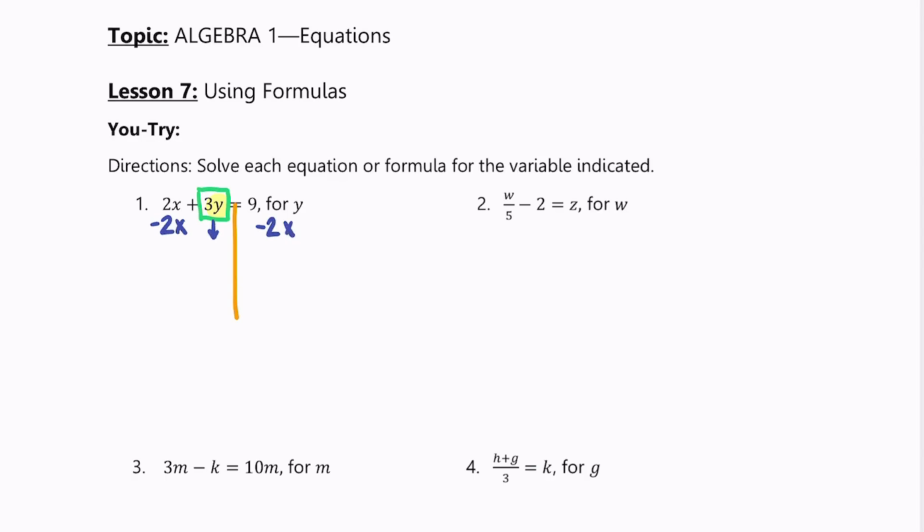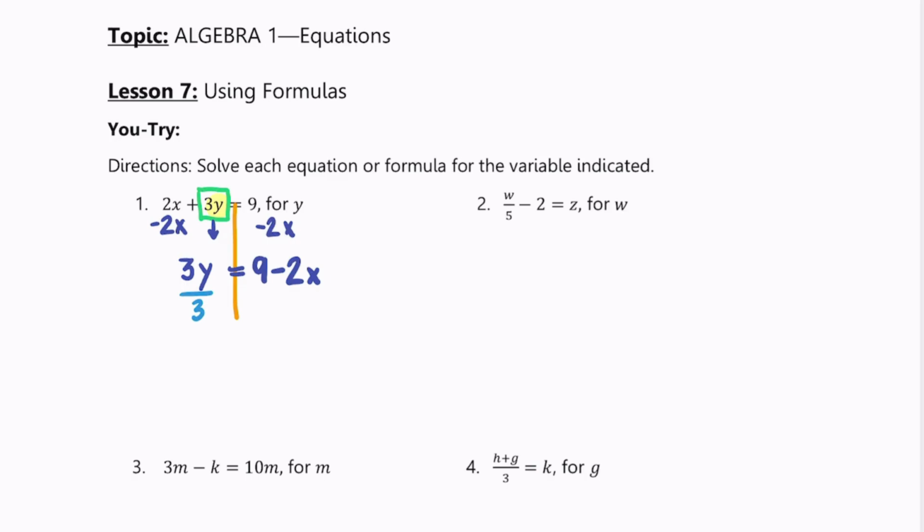Bring down my 3y. Now, here's where we have to pay attention. We have 9 minus 2x. Those are not like terms, so we're going to write each of them. It would not be wrong if you wrote negative 2x plus 9, okay? Then from there, we need to get y by itself. So the opposite of multiplying by 3 would be to divide by 3.